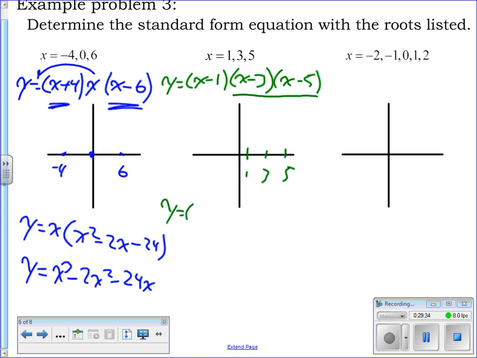So rather than multiply times x minus 1, because that's really easy, I'm going to multiply the last two together first. So I'm going to take these two and multiply them. So you get y equals x minus 1 times, multiply those two, x squared minus 8x plus 15. Add the two to get the middle term, multiply the last two numbers to get the last term. Now I have to multiply by x minus 1.